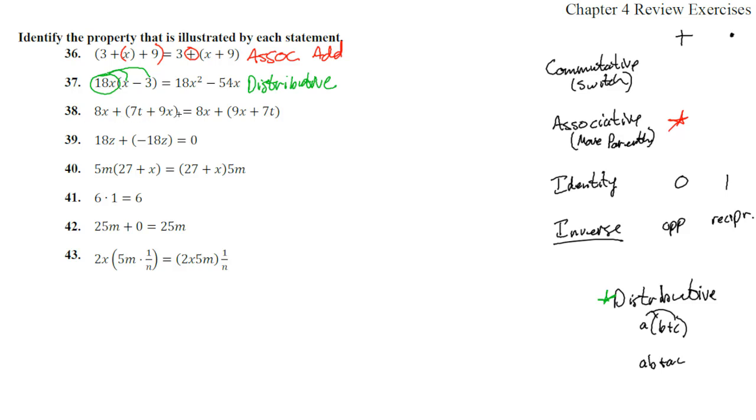8x plus 7t plus 9x equals 8x plus 9x plus 7t. It has parentheses, looks a lot like number 36, but notice what happened. These two switch places, and they switch places around a plus sign. So this is commutative because there was switching of places, and it switched around a plus sign. So the commutative property of addition. Number 39.